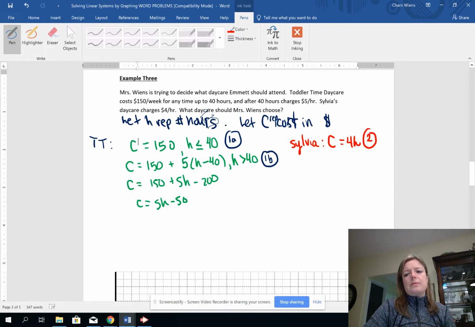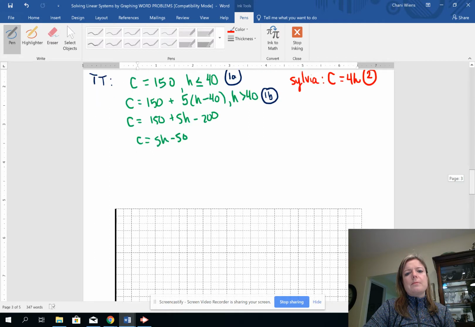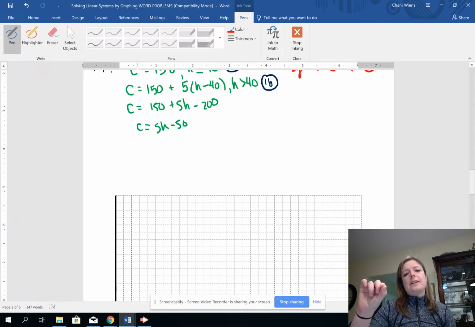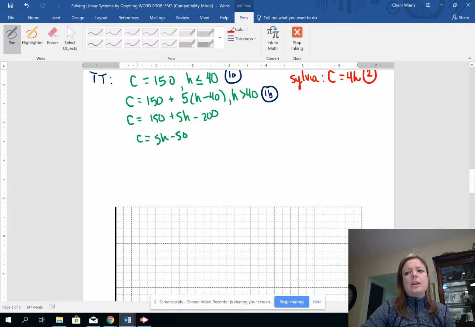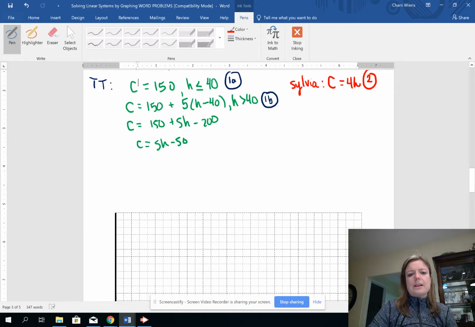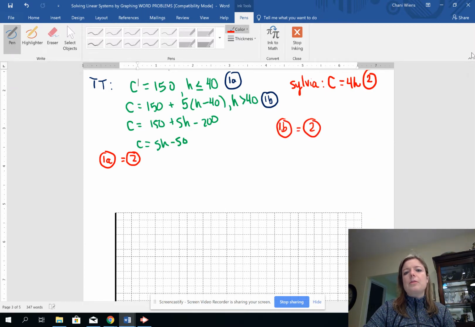So let's think about what this is going to look like. Toddler Time is going to be a flat line at 150 until it starts going up by $5 an hour. Whereas Sylvia will just be an angled line with a slope of 4 for the entire time. So how can we find when these two will intersect? Well, we can find the point of intersection between 1A and 2. And then we can find the point of intersection between 1B and 2. So in this example, just to show you a different method, I'm actually going to do that first.